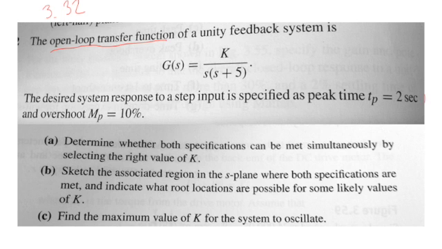So let's come back to part B of the question. Sketch the associated region in the S-plane where both specifications are met and indicate what root locations are possible for some likely values of k. So from here we can determine the area in the complex plane. If we say this is our complex plane where we put the poles and zeros of the system, obviously this part is the unstable part, but on the left-hand side there is some certain area which gives us a parameter region that satisfies the desired specifications, that is, the maximum overshoot is less than 10% and the peak time is less than 2 seconds. So let's find this area. What we know at the moment is that the k value must be between 8.7 and 17.8.